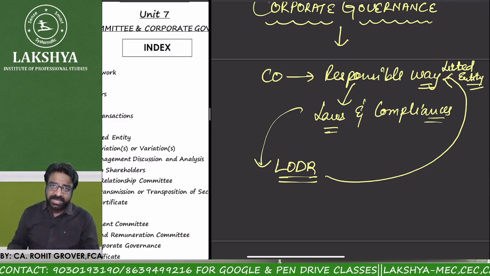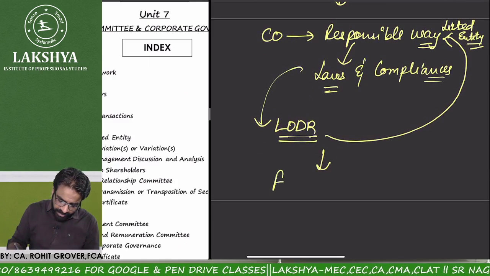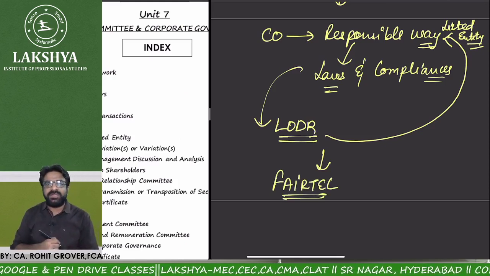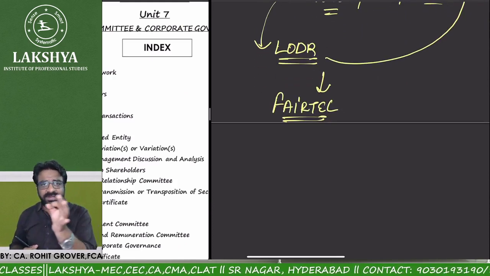Transparency. So basically, in other words, corporate governance is known as what? Corporate governance is known as fatal. What do you mean by corporate governance? It is known as fatal. So what does SEBI expect from its listed companies?